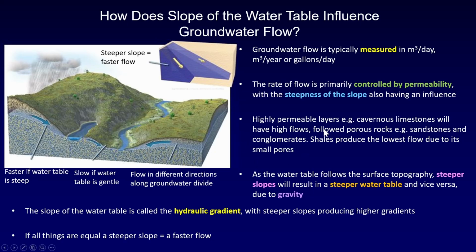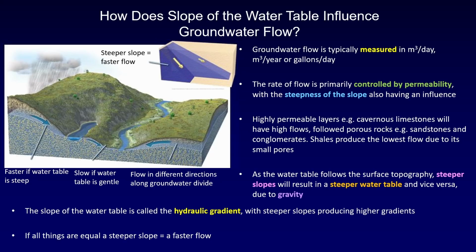So high permeability layers, such as something like a cavernous limestone, will have high groundwater flows, followed by porous rocks, so sandstones and conglomerates. In terms of shales, they will typically have the lowest groundwater flow, and that's typically because if they aren't compacted, the pores will be quite small, and the permeability will not be as good as something compared to a sandstone.